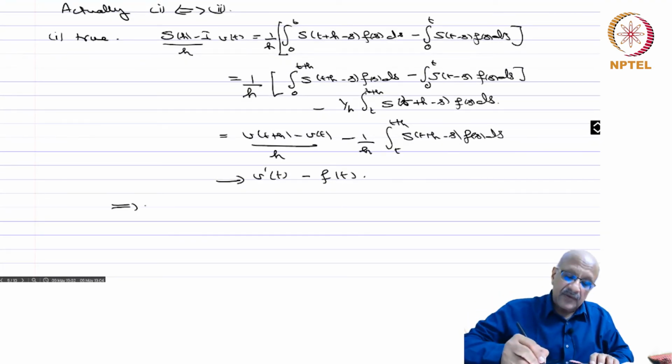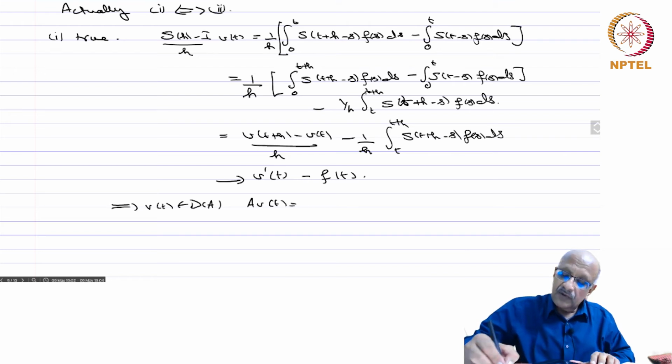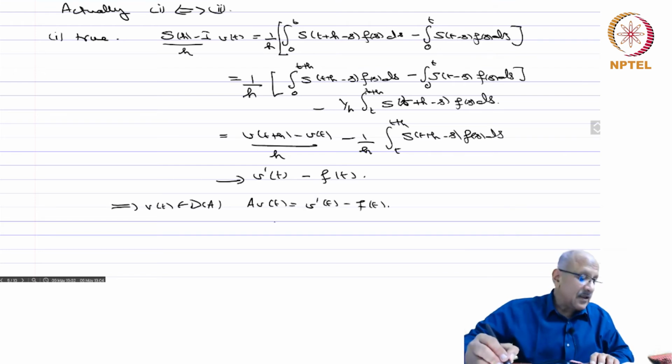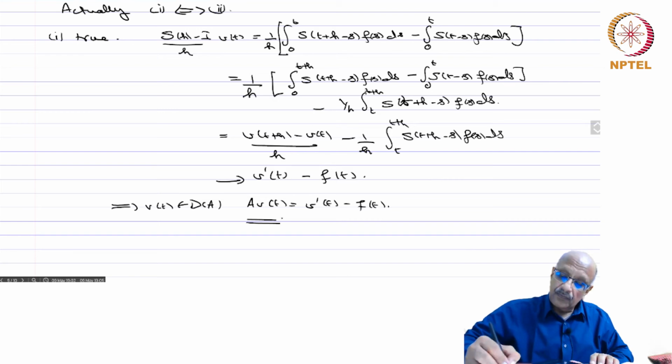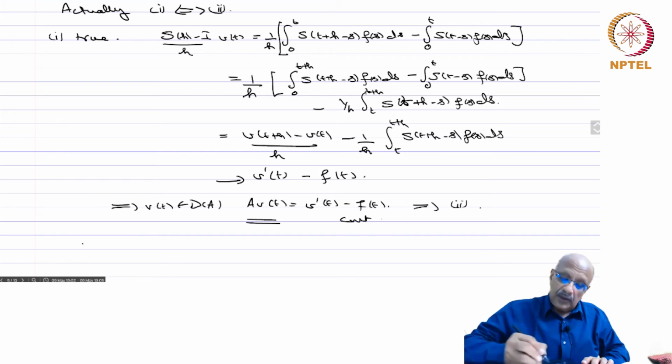So, this implies that Vt belongs to D(A) and A(Vt) equals v'(t) minus f(t), and therefore you have this also. Okay, so this implies 2, which is continuous, therefore, this implies 2. Okay. Now, 2 is true.